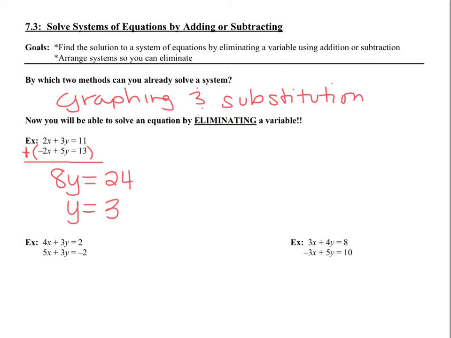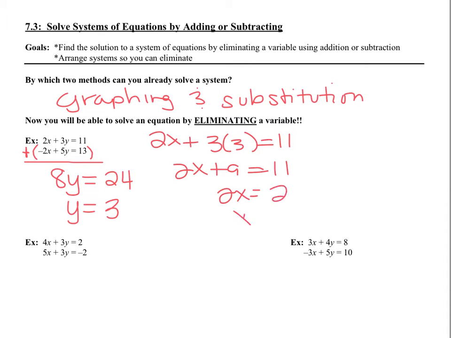To find the x, I can take that y equals 3 and plug it back into that y right there or that y right there. I'm going to choose the top one just because there's no negatives. So I'd have 2x plus 3 times 3 equals 11. So then I would have 2x plus 9 equals 11. If you minus 9 from both sides, you get 2x equals 2, x equals 1. So your final answer would be 1, 3.